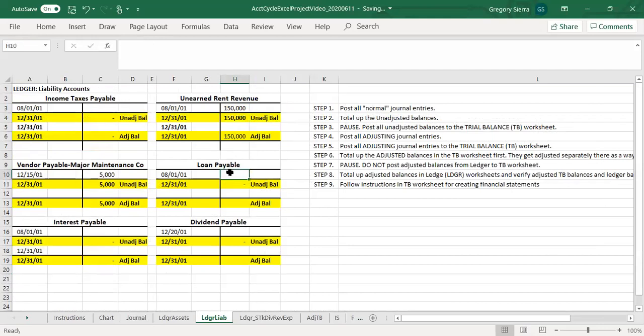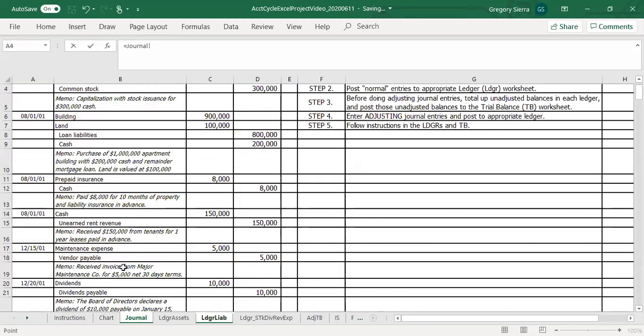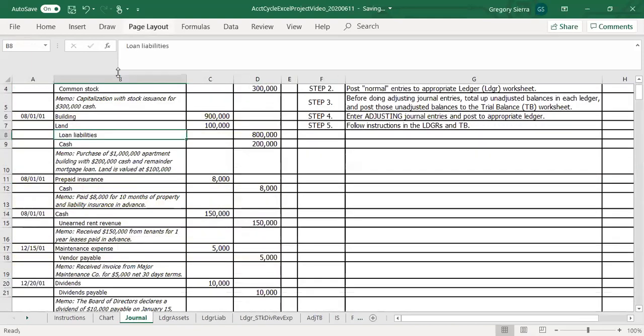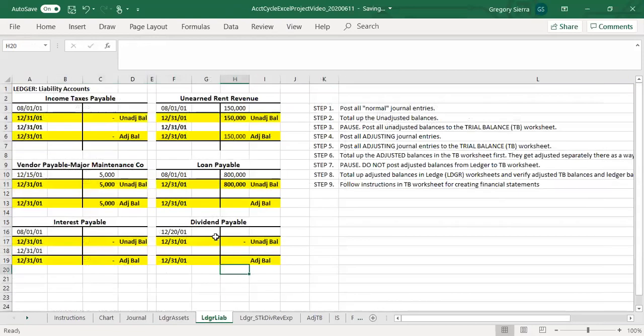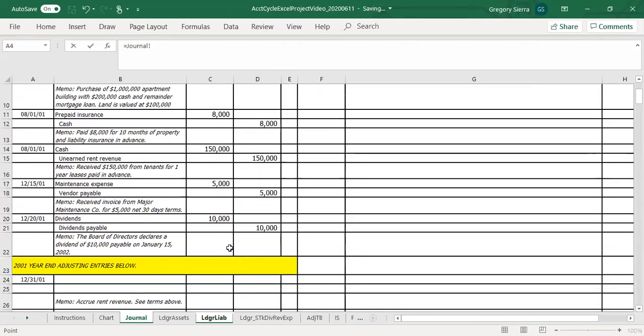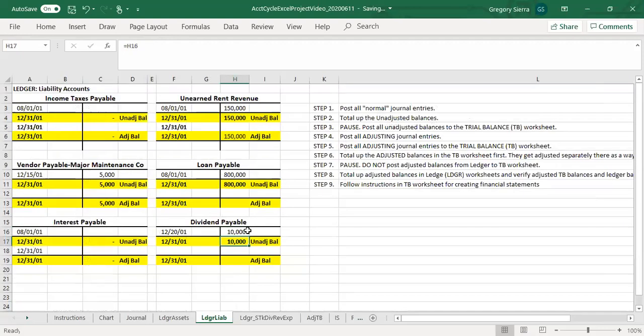Loan payable, we incurred a loan, credit balance. And I guess I'll call that loan payable, just to follow all the titling in the ledger. And dividend payable, we do have one of those. So we go back here, dividend payable right here, 10,000, click and enter, and there we go.